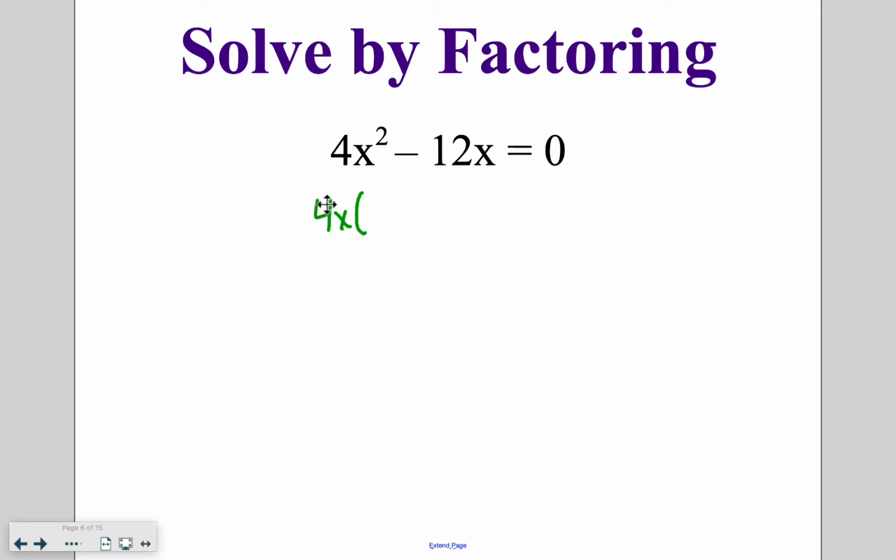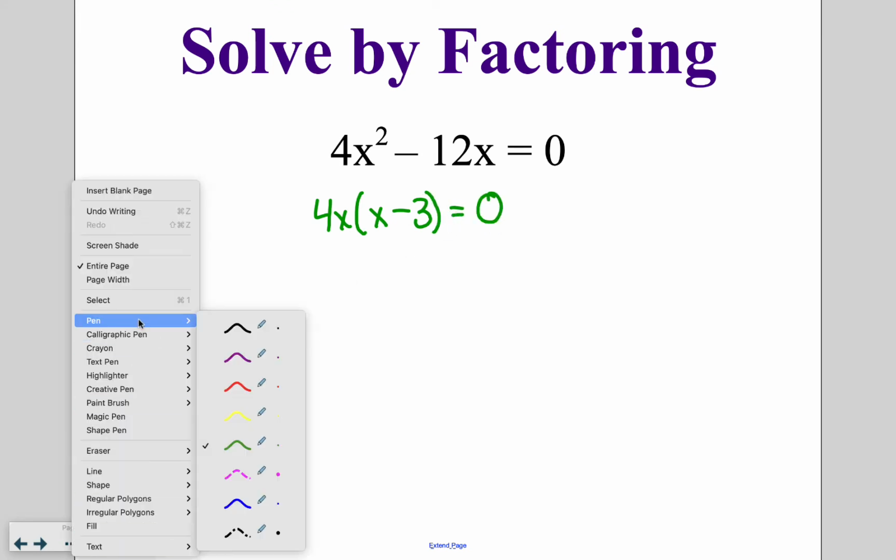4 divided by 4 is 1. x squared, take out an x, is just x. If you wrote 1x there, that is also acceptable. Minus 12 divided by 4 is going to give you 3. x, take out an x, gives you nothing left, and we need that set equal to 0.